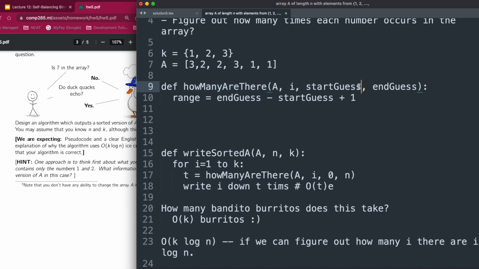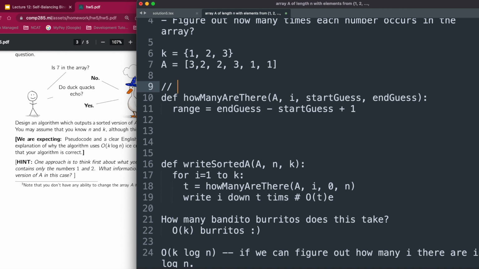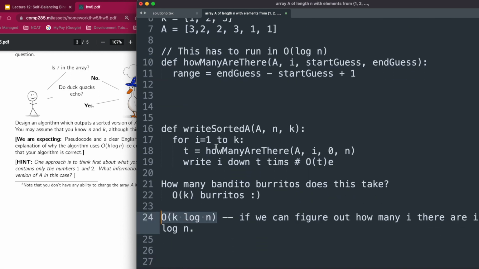to the problem, which is the more interesting one. So essentially we calculate the range, and the idea here is this has to run in O of log n time. That's the only way that you're going to get k log n time for the full algorithm.